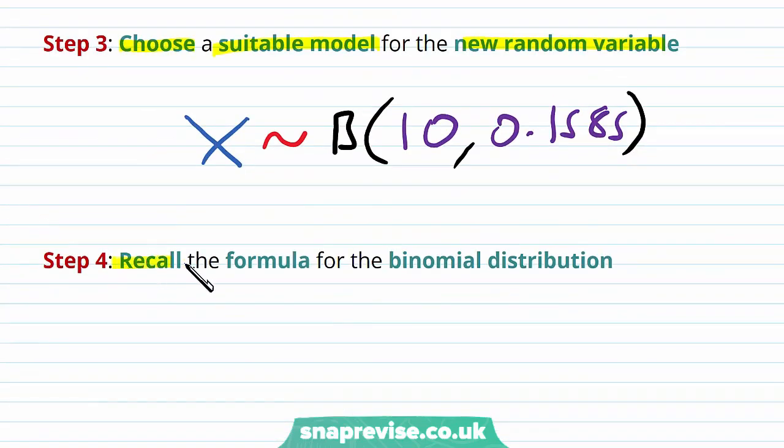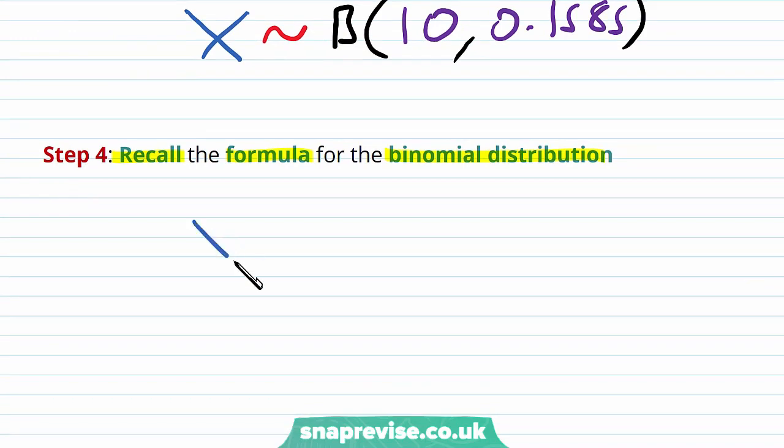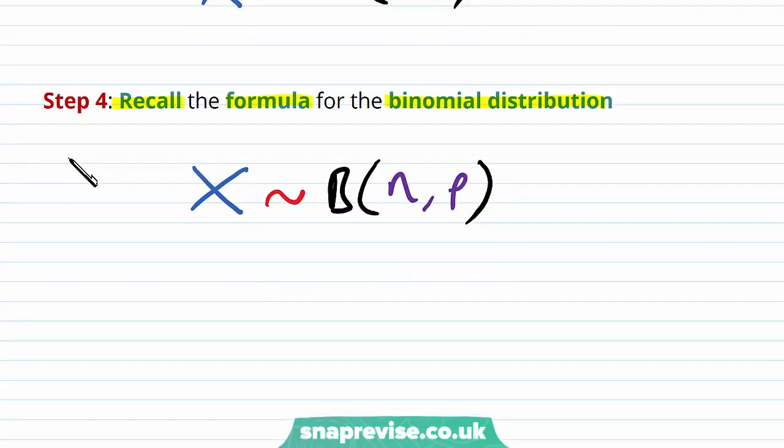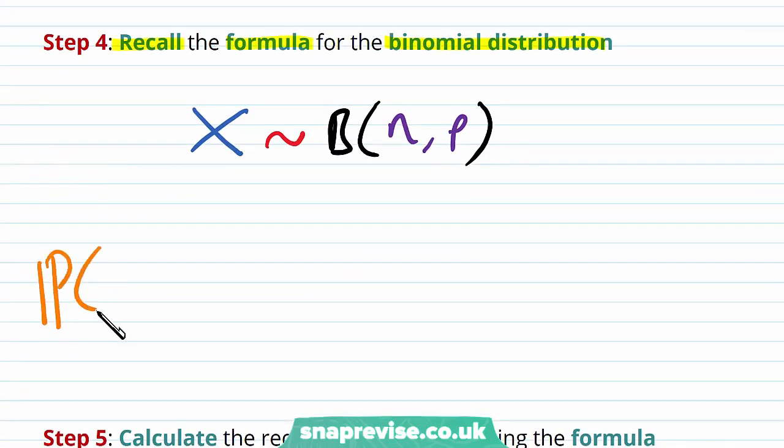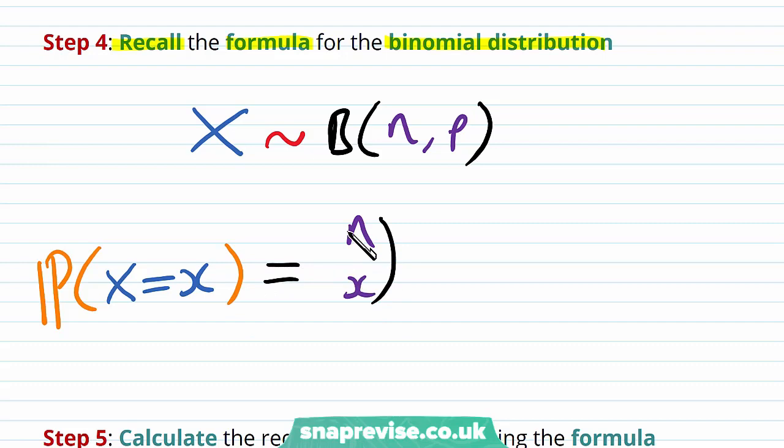Our fourth step is to recall the formula for the binomial distribution. In general, if X is binomial with index n and parameter p, then the probability that X takes a specific value little x is equal to n choose x, times p to the power of x, times 1 minus p to the power of n minus x.